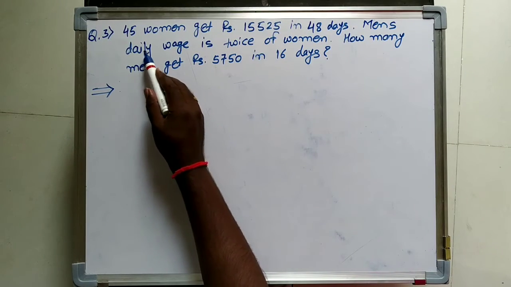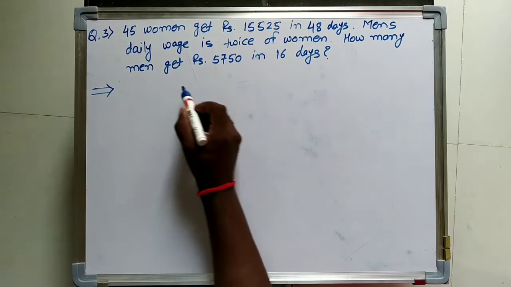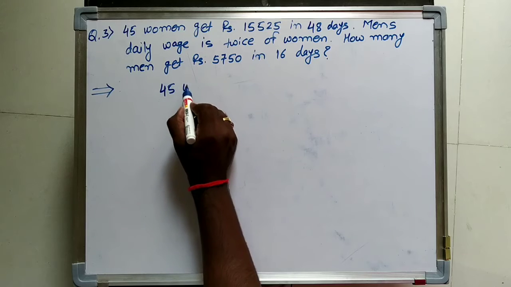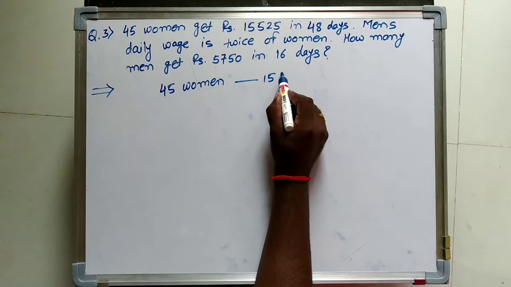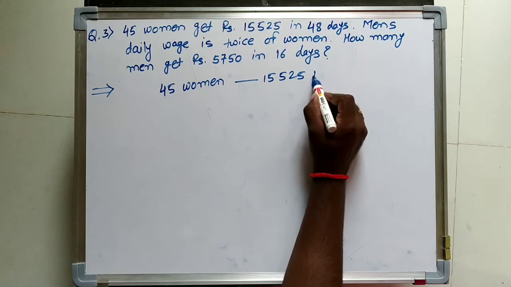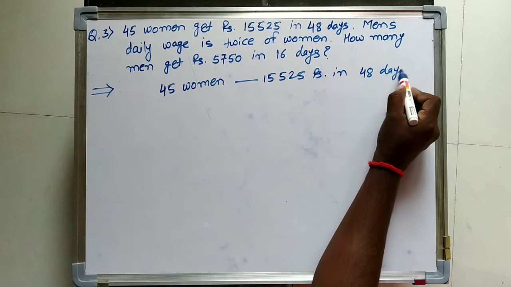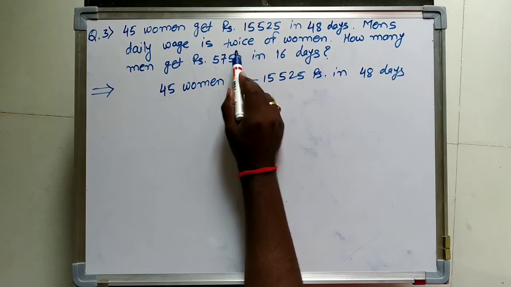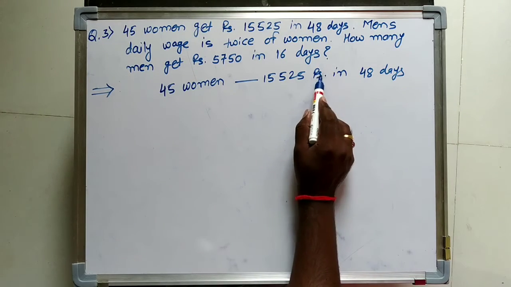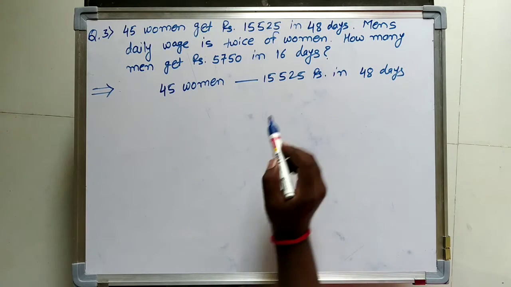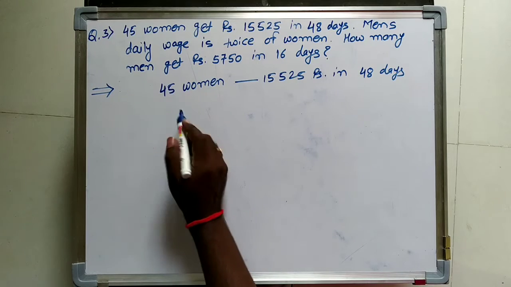Question number 3. 45 women get rupees 15,525 in 48 days. Now men's daily wage is twice that of women. Means whatever wage one woman gets, it will be twice for the men. So we can calculate men's wages.